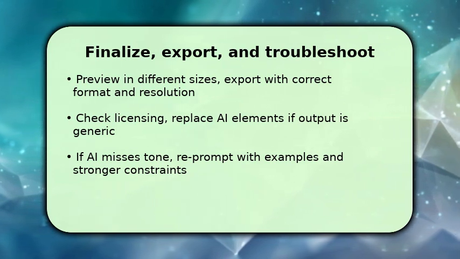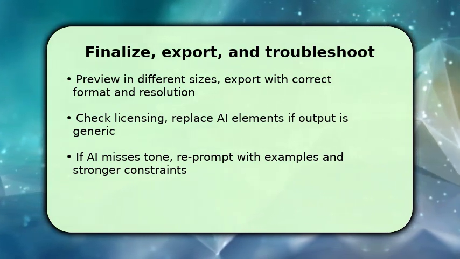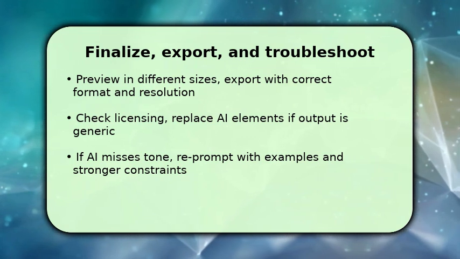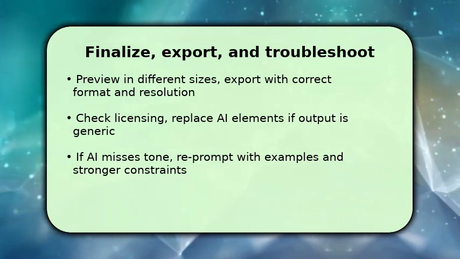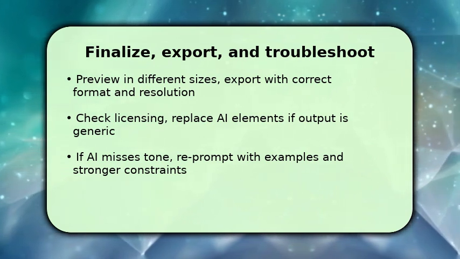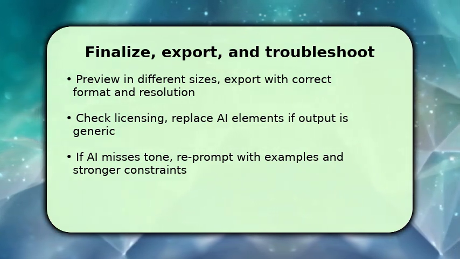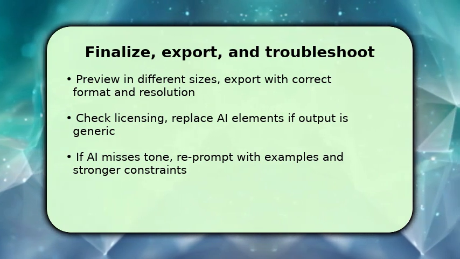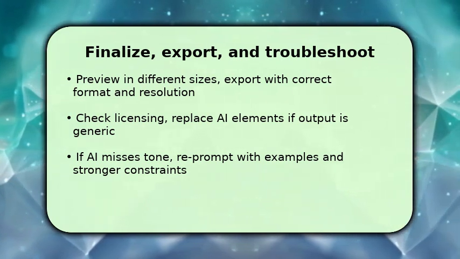If the AI output misses your tone or context, reprompt using concrete examples, desired words, and constraints to force specificity. For stubborn problems, clear cache, reauthorize the Canva AI app, and test on a duplicate file. This resolves most sync or token issues quickly.